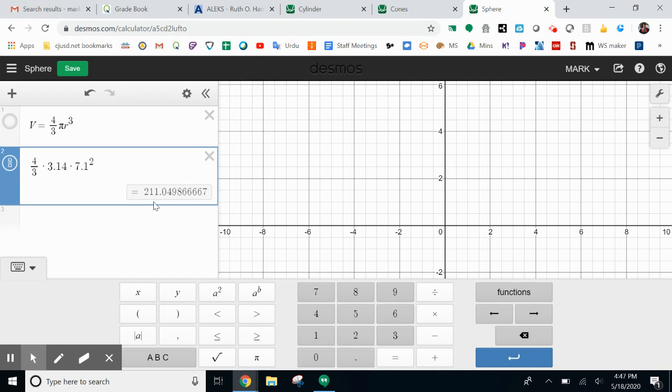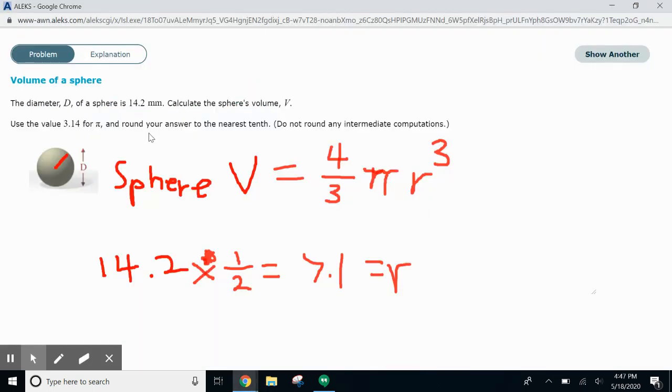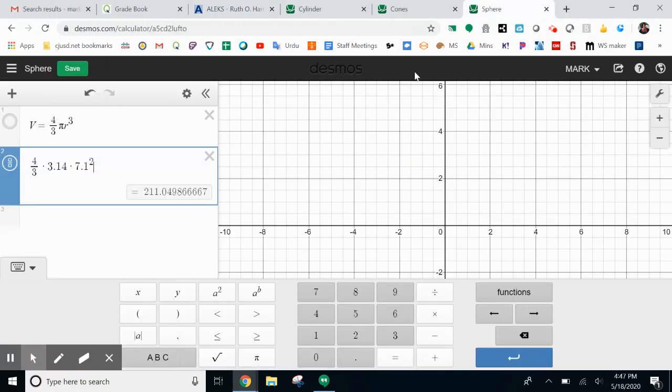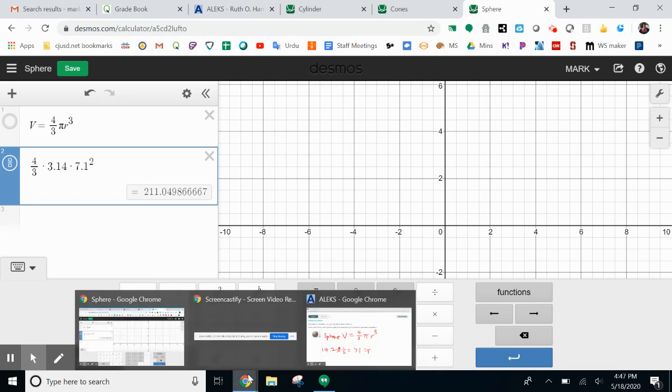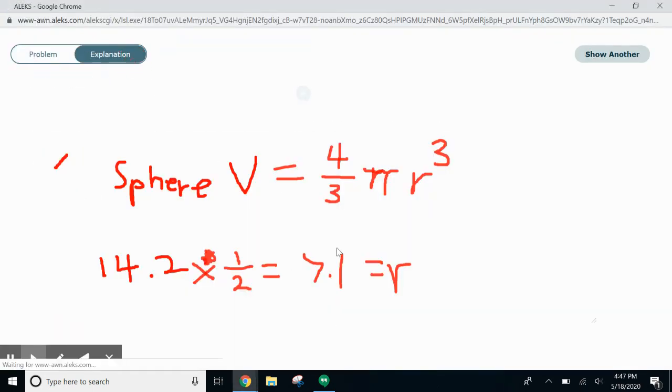So now we have 211.049866666. Let's see if they want us to round before we go any further. Nearest tenth. Tenths would be this 0 right here. So does the 4 round the 0 up? No, so it'll just be 211.0 or just 211 by itself. Let's see how they write it.